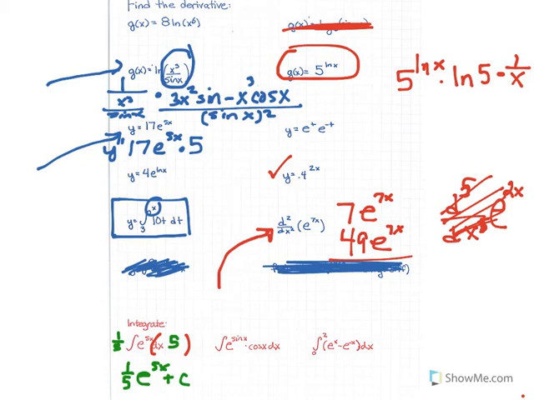Looking at the next problem, I see an inside function, sine of x. Well, I would need to have its derivative sitting there, there it is, cosine of x. So I don't need to adjust anything. This part's just going to go. The integral of e to the something is e to the something.